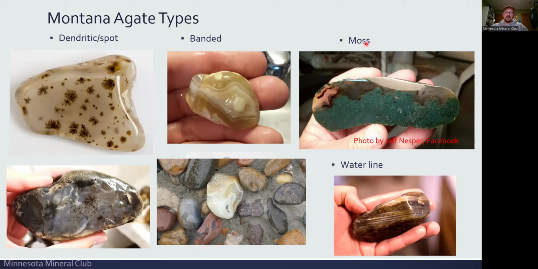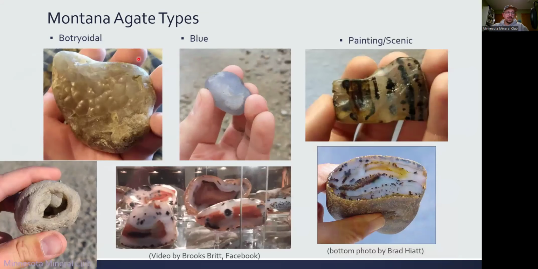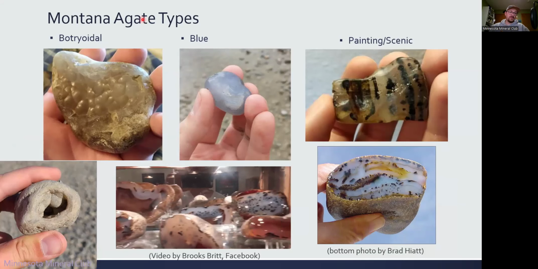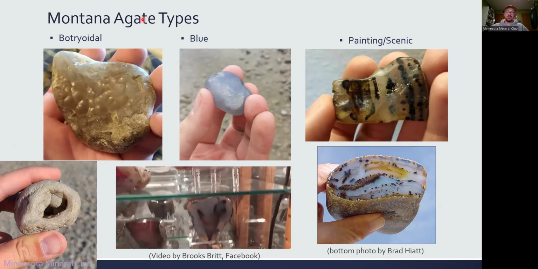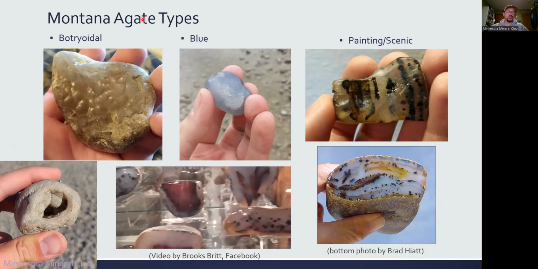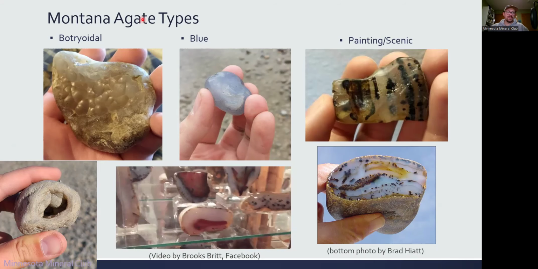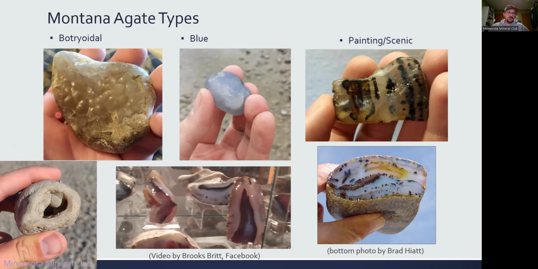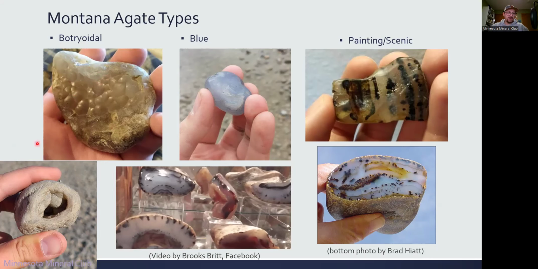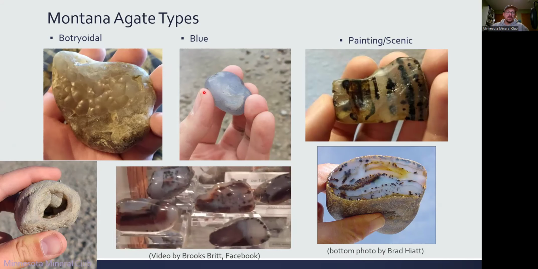You can find true moss agates, where you have this mossy look to it. This is a photo from Jeff Nesper. And you can also find your typical waterline or water level agates that you see in a lot of other agate types. You can also find botryoidal. Botryoidal means grape-like, that bubbly, bumpy look to it. So you can find different botryoidal Montana agates.